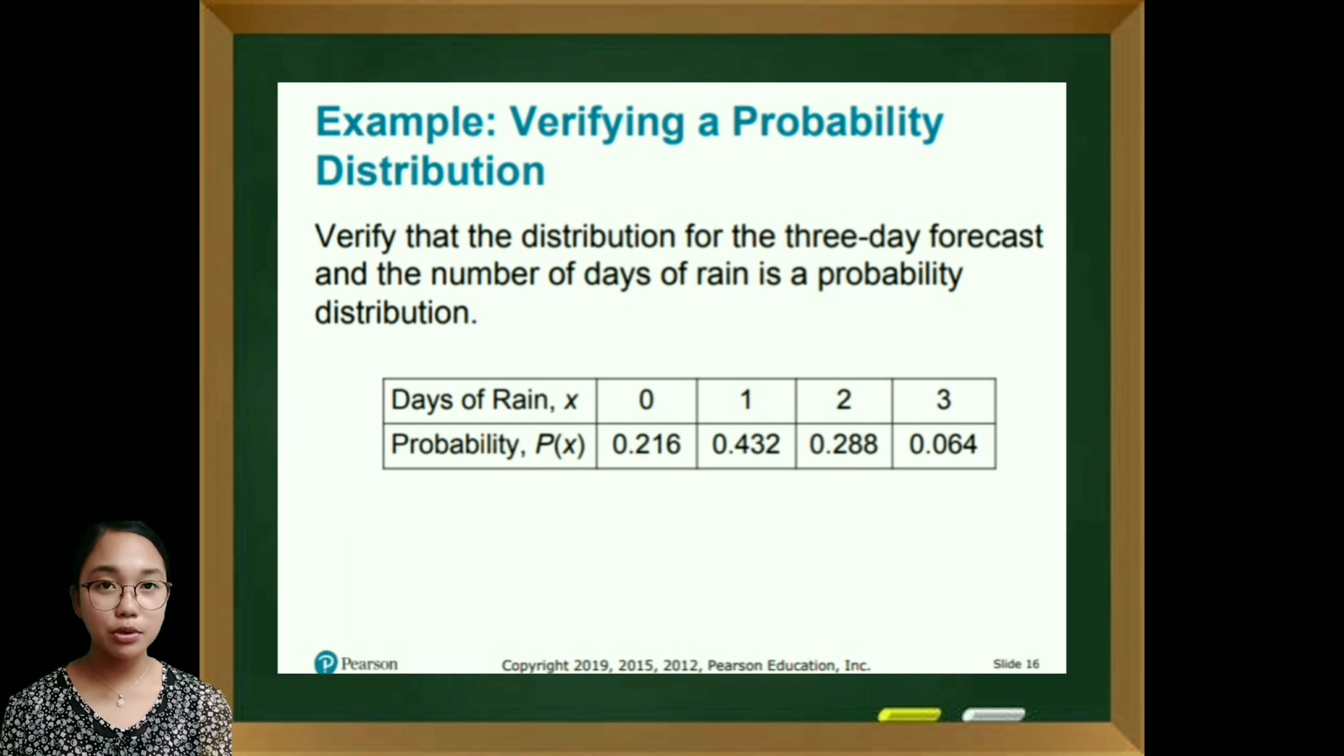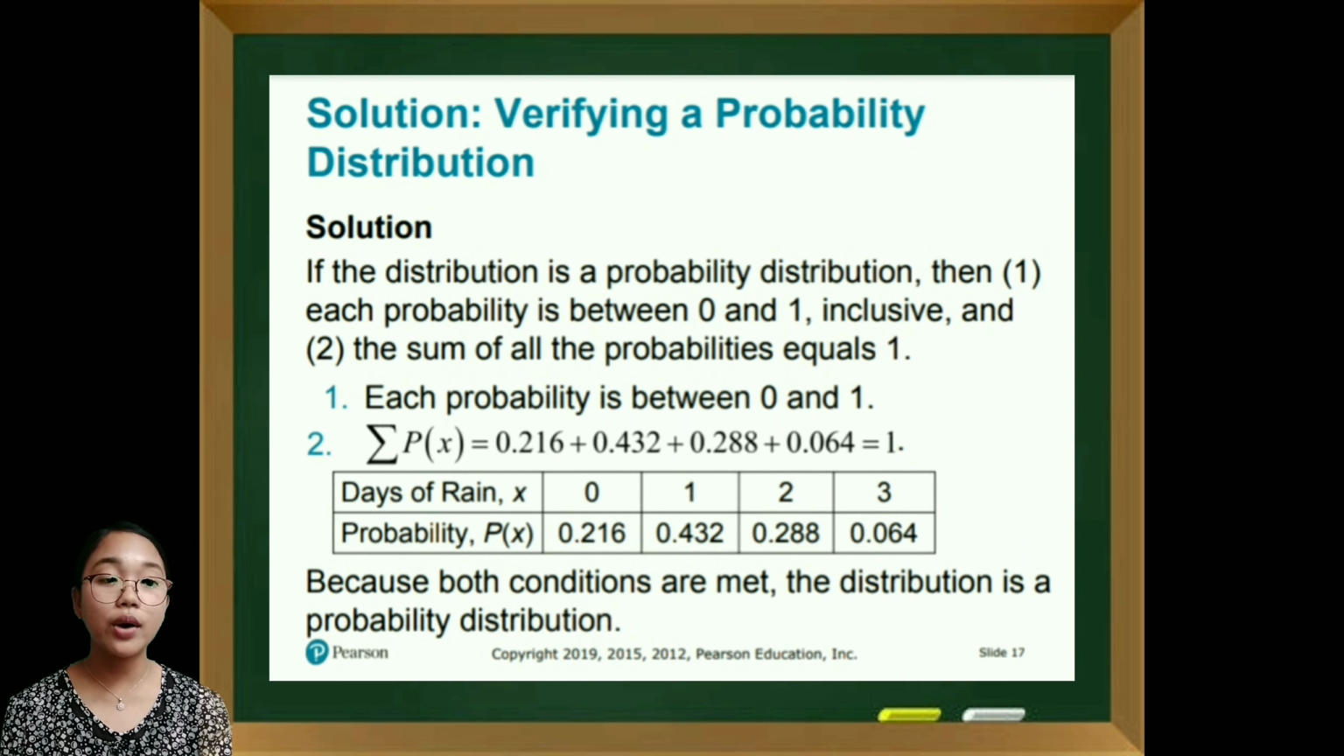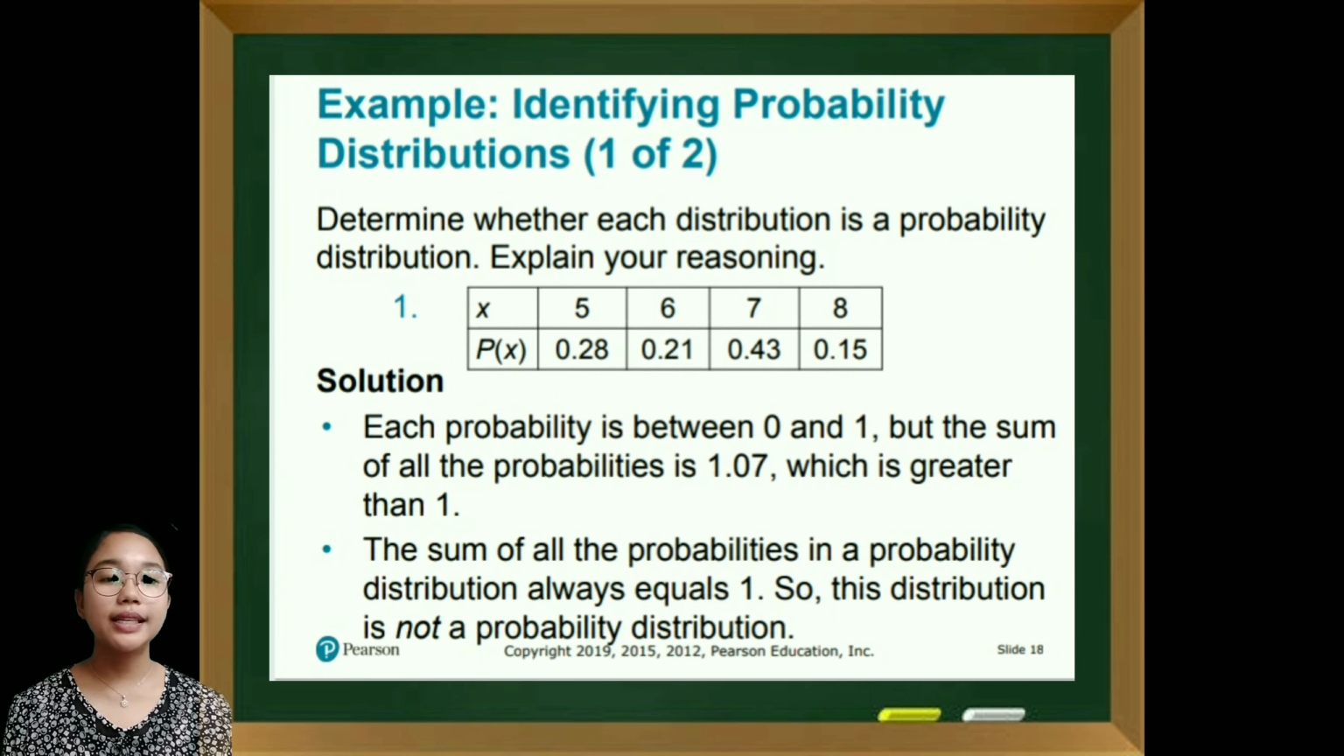Verifying a probability distribution. How to verify? Just remember the two conditions of the discrete probability distribution. Verify that the distribution for the 3-day forecast and the number of days of rain is a probability distribution. Is each probability between 0 and 1 inclusive? Yes. Does the sum of all the probabilities equal 1? Yes. So, both conditions are met, such that the distribution is a probability distribution.